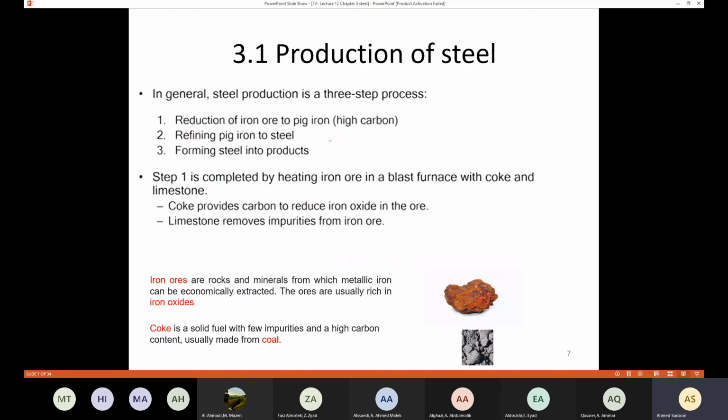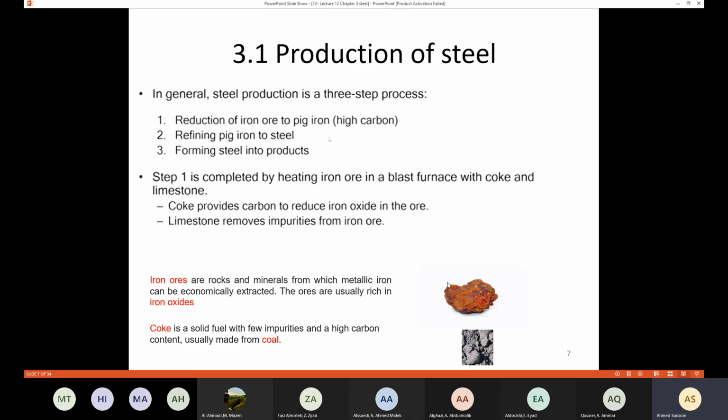So now we need to talk about how to produce steel. We are going to talk about the production of steel. Generally, we have three steps in order to produce steel. Step number one, the reduction of the iron ore to pig iron. This is completed by heating the iron ore. Here is the iron ore. Iron ore is the rocks and minerals from which metallic iron can be economically extracted. The ores are usually rich in iron oxides.